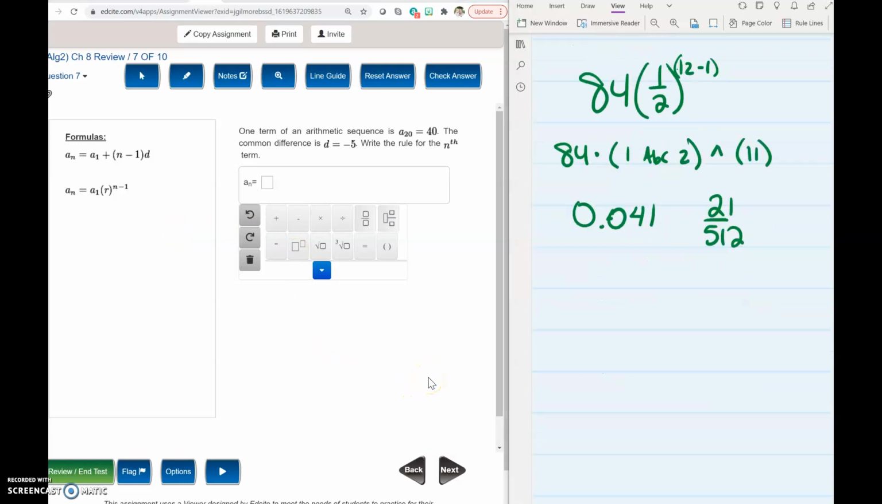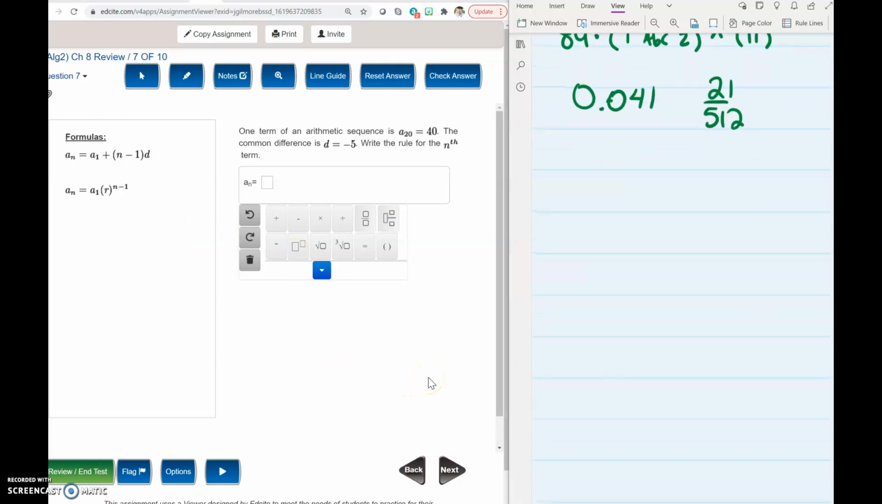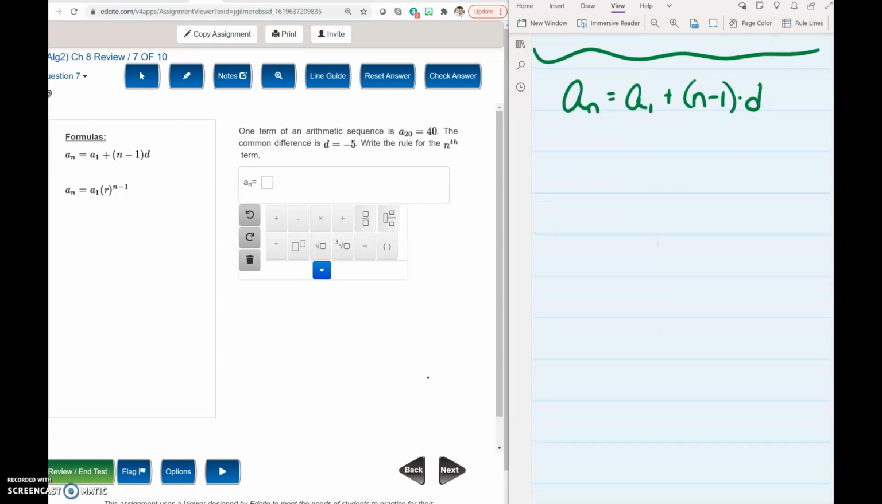One term of an arithmetic sequence is, the 20th term is 40. The common difference is -5. Write a rule for the nth term. Okay, it says common difference, so we are talking about an arithmetic sequence. That's the formula for an arithmetic sequence.